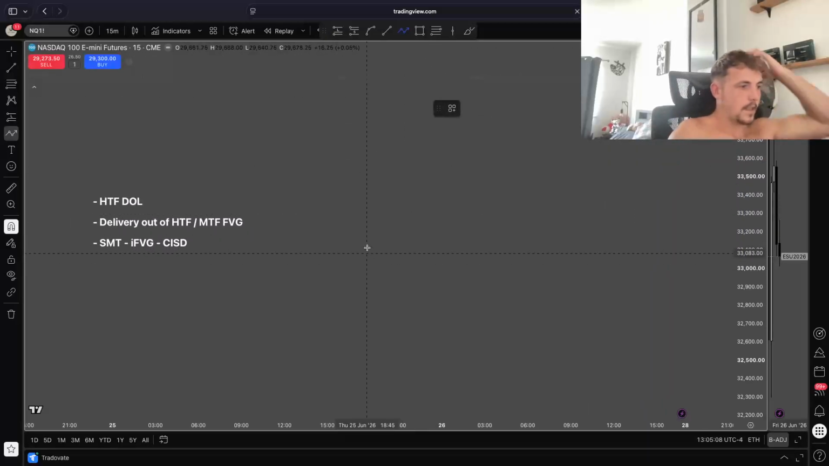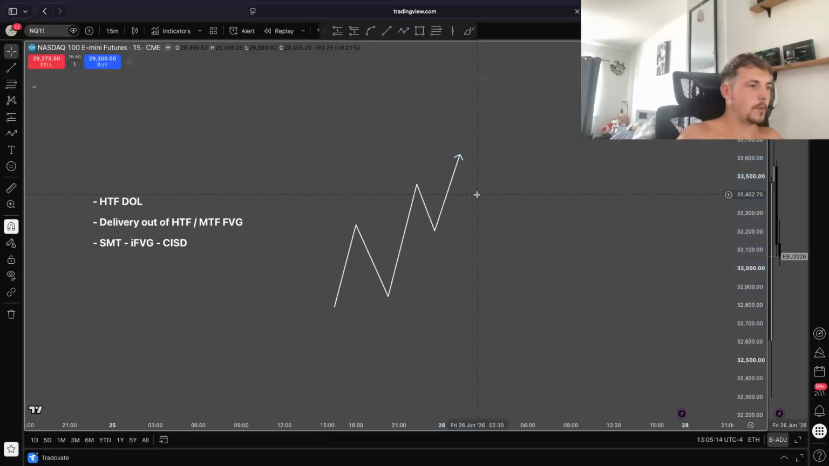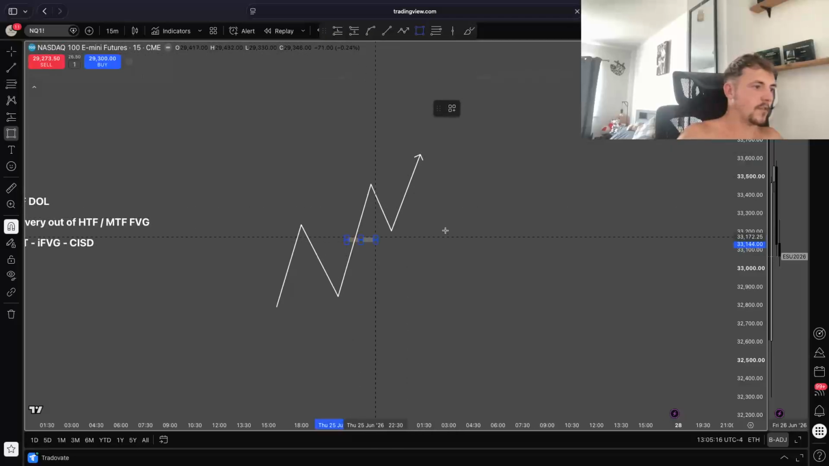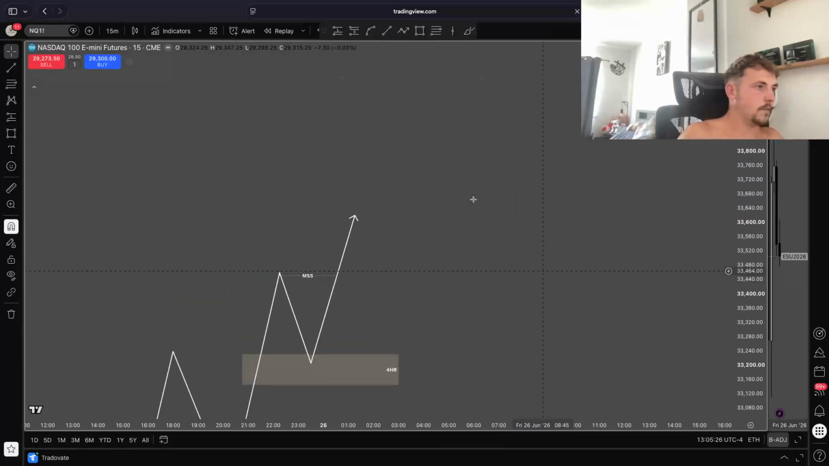So let's say on the 4-hour chart, we're buying up, we're in this buy model, we're delivering out of a 4-hour PD array here, and then we get a 15-minute market structure shift. Okay, and then we pull back to a 15-minute fair value gap. Now this is the exact framework of a high probability setup.